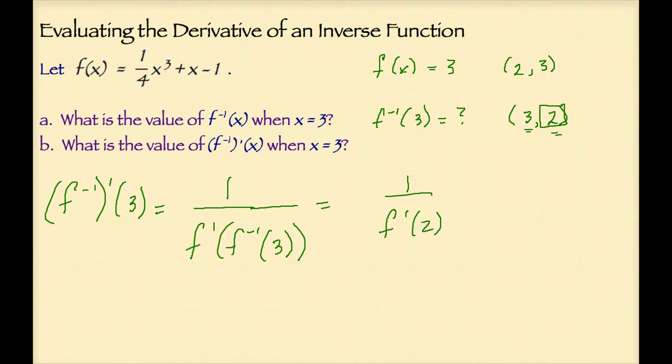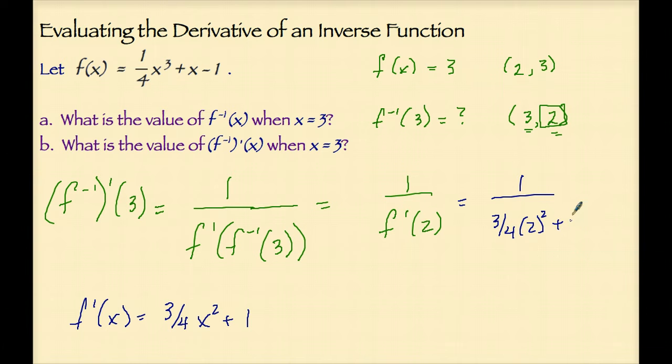We are going to need the derivative of f of x, which is f prime of x is equal to 3/4 x squared plus 1. Which means now I'm going to have 1 over 3/4 times 2 squared plus 1. This means I'll have 1 over 3/4 times 4 plus 1, which results in 1/4. So the derivative of f inverse prime of x when x is equal to 3 is 1/4.